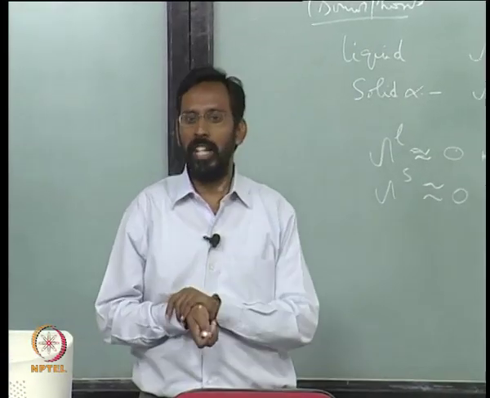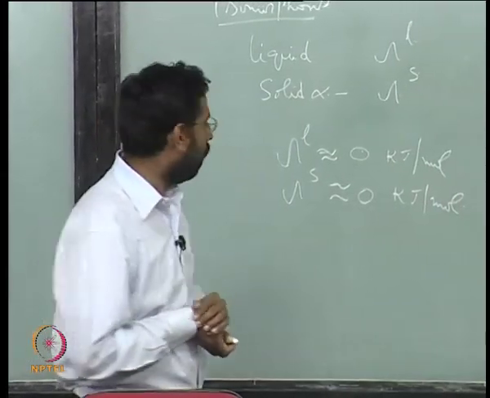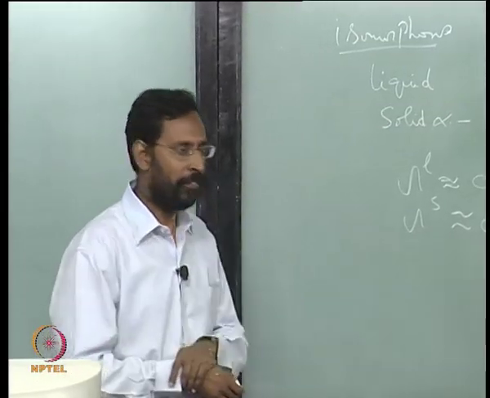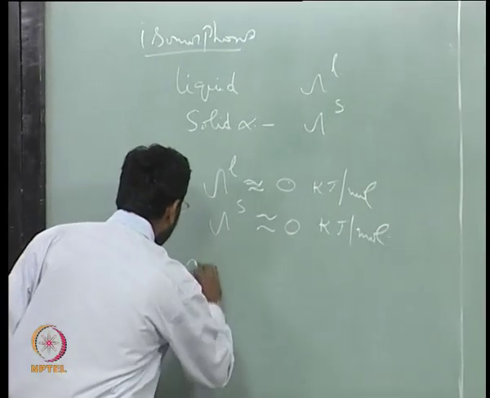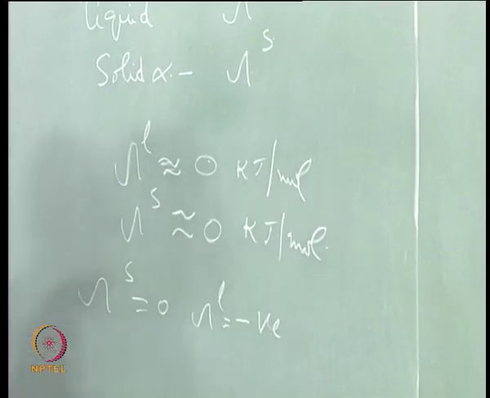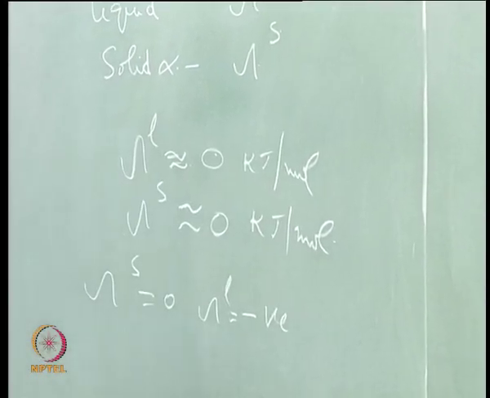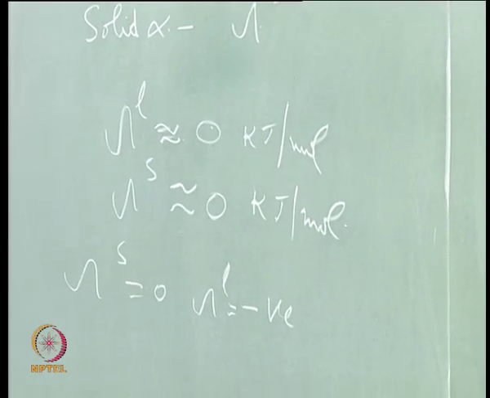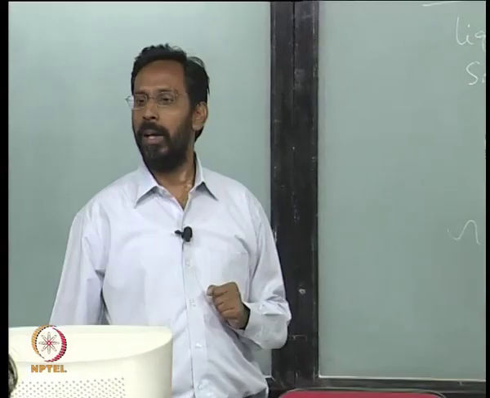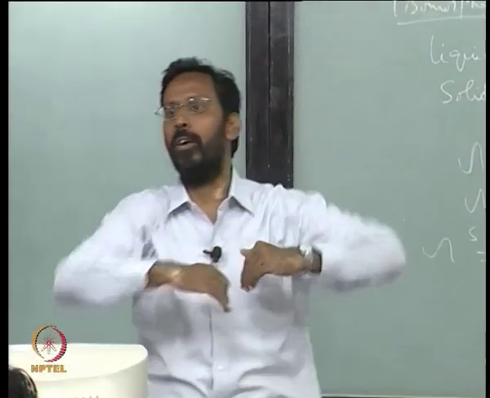The moment you see that one of these is 0, the other one is negative. For example, let us take a case of omega S being 0 and omega L is negative. What does that mean? It means the liquid is more stable with respect to the solid. Liquid is more stable because the free energy becomes more negative. That basically makes the liquidus plunge down.